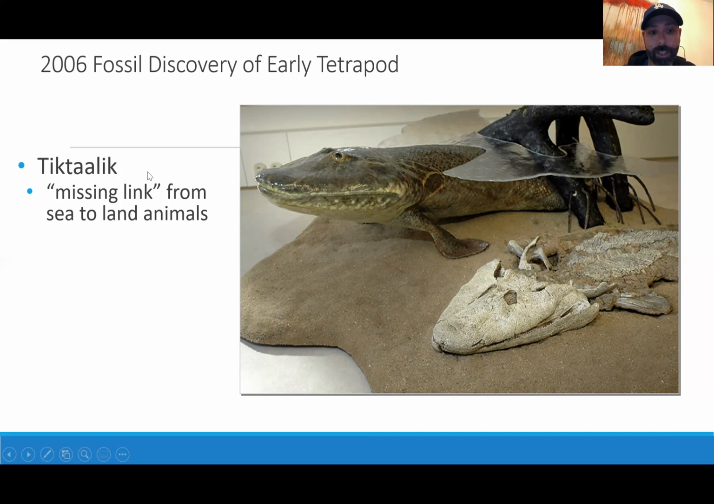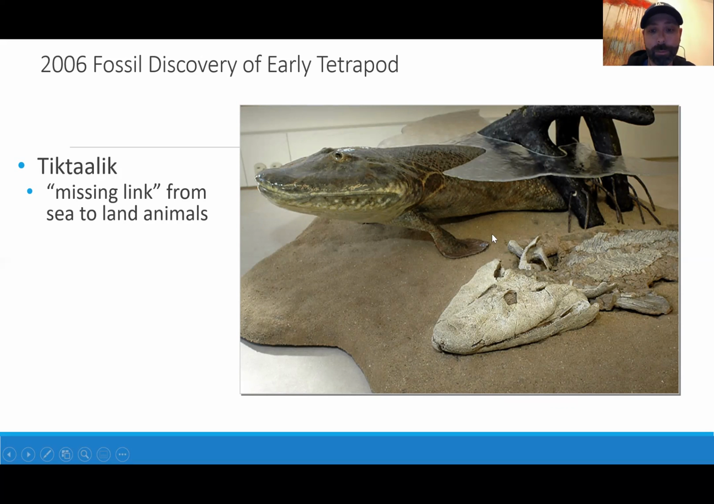Tiktaalik over here, which is an Eskimo word for the missing link, right? And it's a fish, has a fish head, has a fish body, but down here in its arms, it has wrist bones, right? And I've never seen a fish that has wrist bones. That's weird. It must have helped the animal live somehow or another.